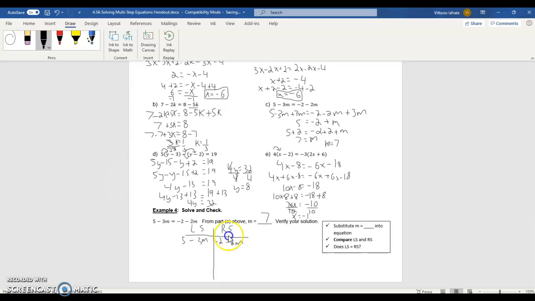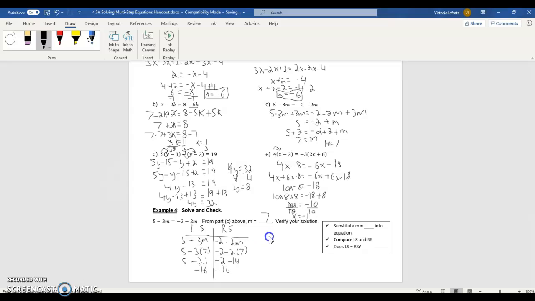And now we're going to replace our m by 7 on both sides to see if they will end up being the same. So 5 minus 3 times 7, and show all your steps like this. Minus 2 minus 2 times 7. Then that's going to be 5 minus 3 times 7 is 21. And this is going to be minus 2 minus 14. 5 minus 21 is minus 16. And then minus 2 minus 14 is minus 16.